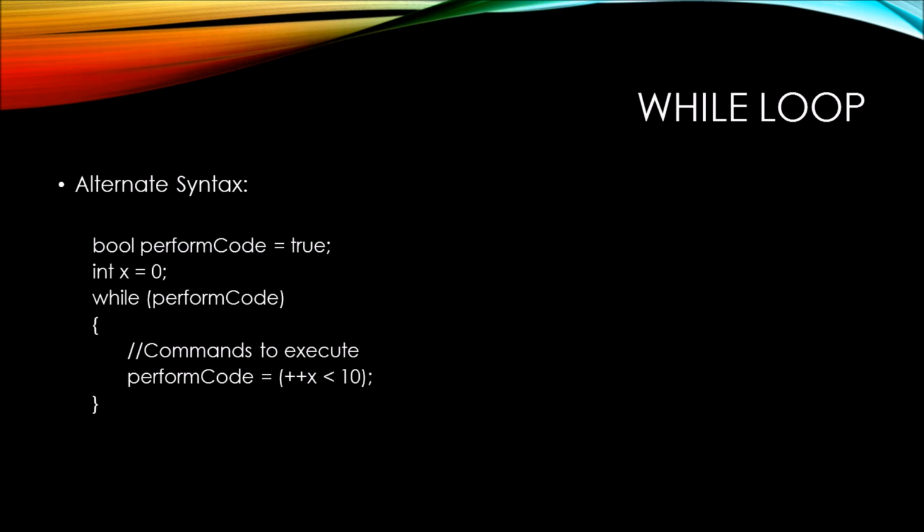A few things to point out about this alternative syntax. First, the expression within the while statement is only looking to see if the performCode variable is still true. If it results in a false value, then the while loop would stop. In the assignment of the value of ++x < 10 to the variable performCode, we have something going on here we haven't seen before. We're using the relational operator to determine some sort of value. We're evaluating the relationship between x and 10, and we're assigning that value to the performCode variable.